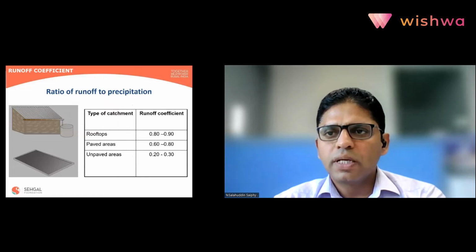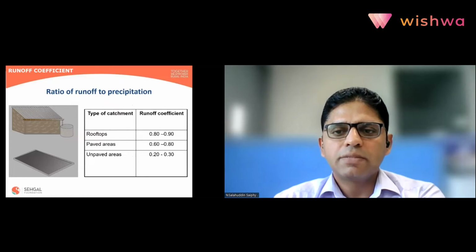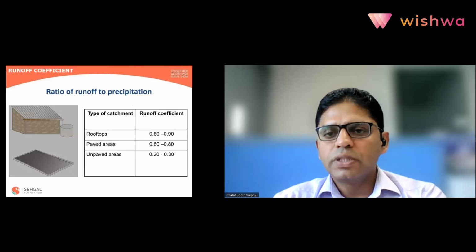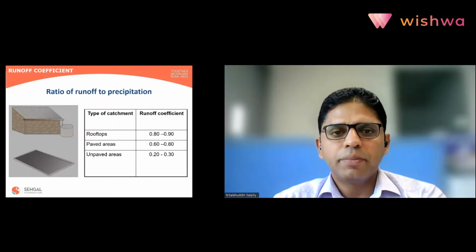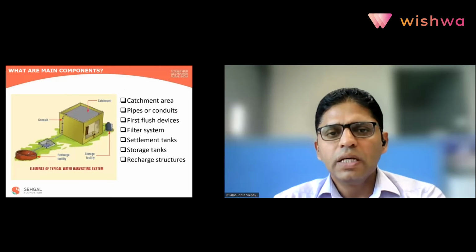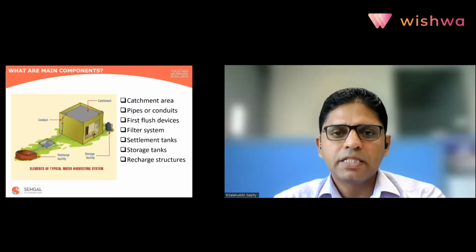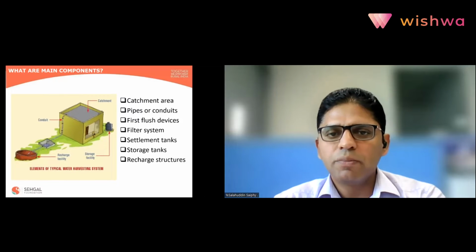So how much water can be harvested depends on what kind of rooftop or paved area or unpaved area catchment is there. And the runoff coefficient varies from 0.2 to 0.9 depending on the type of material, slope, etc. And you get maximum runoff from the roofs and paved areas. These are different components of catchment area: your roof can be catchment area, your paved area, or even unpaved areas or soil areas can also be catchment.